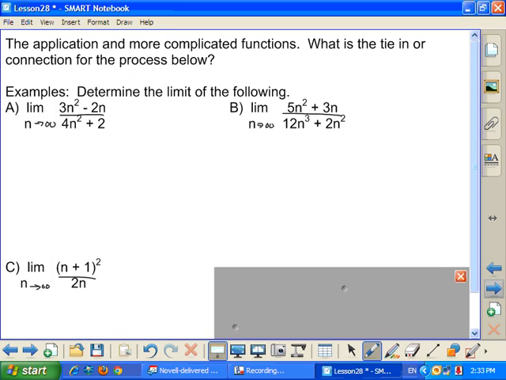So here we go. One of these applications, you've done this already. You just don't know it. So I'm going to see if you can make the connection while I go through the example. I want to determine the limit of the following.